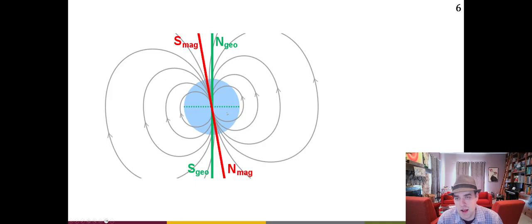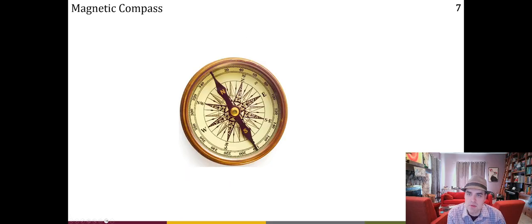Earth also has a magnetic field. So the north geographic pole is actually the southern magnetic pole of the Earth, and the southern geographic pole is near the northern magnetic pole of the Earth. Now, if you look closely at these magnetic field lines, you notice how they're pretty parallel on the surface of Earth, and that's how compasses work.